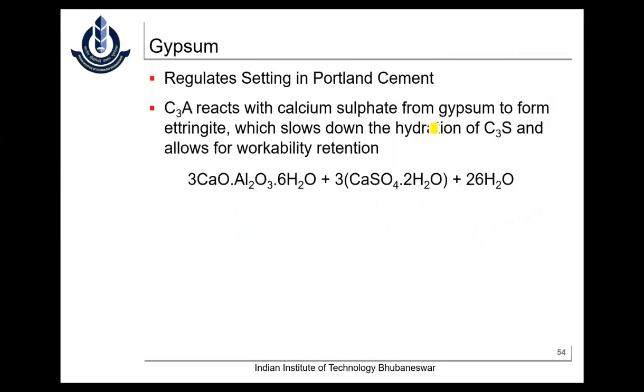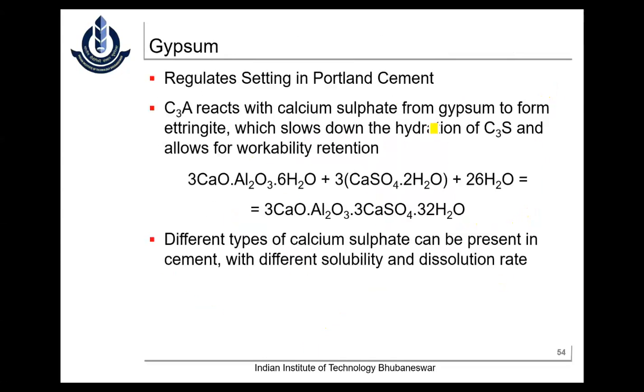And coming to the gypsum, yes, the C3A forms this ettringite. Okay, they react with the calcium sulfate from gypsum to form the ettringite. Initially there is a slight volume change, and it shows the hydration, and different rates of calcium sulfate can be present in the cement with different solubility. That is what nowadays people are using. Because of that, they're getting different behavior in terms of the initial setting and the final setting.